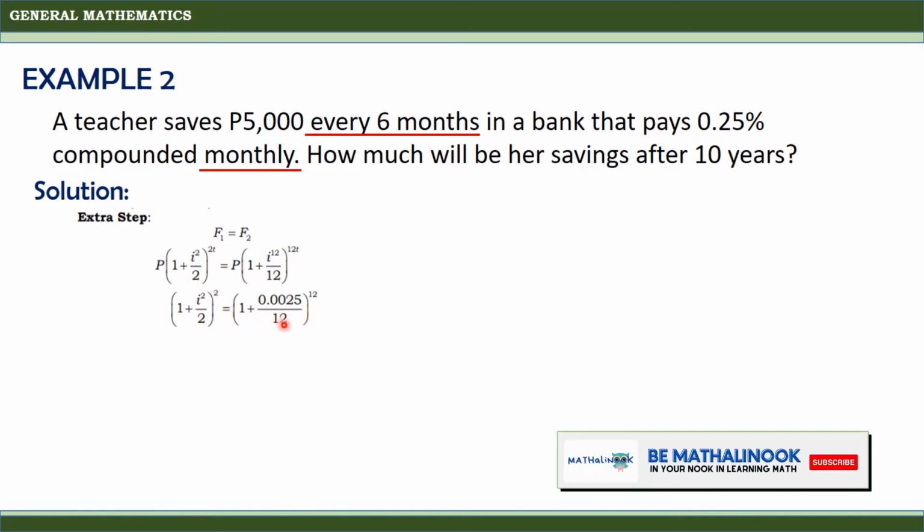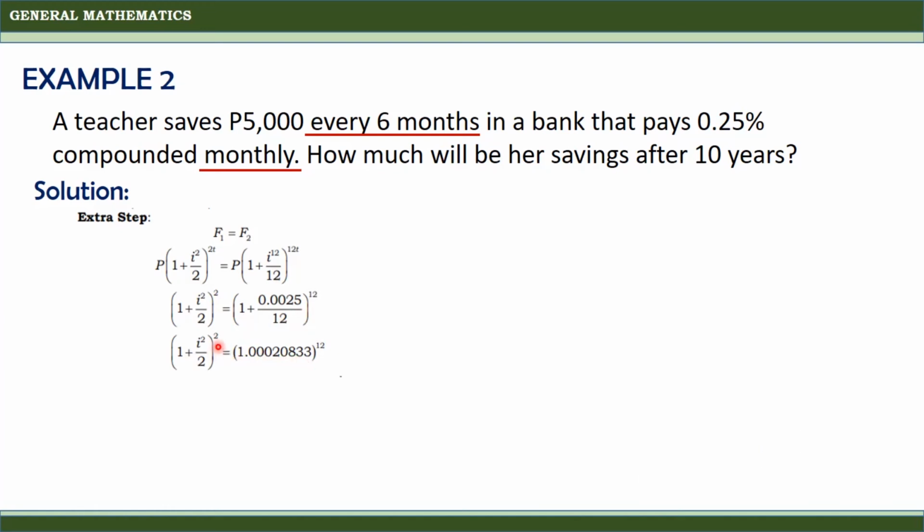Let us simplify this expression inside. It will give us 1.00020833. To eliminate the exponent 2 here, we need to raise both sides of the equation by 1/2. So it will give us 1 plus I divided by 2 is equal to 1.00020833 raised to 12, raised to 1/2. Multiplying the two exponents 12 times 1/2, it will give us raised to 6.